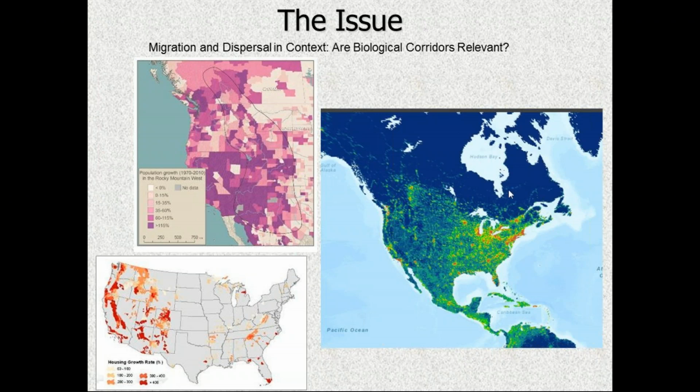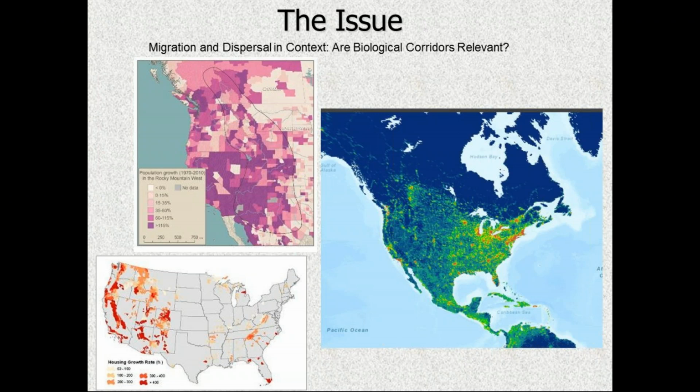What you can see in these series of images is the increasing human footprint, particularly not only in the eastern part of North America, but an increasing human footprint in the West. And that's being demonstrated by an increase in housing density and housing growth, particularly in the valley bottoms, in between public lands in the Intermountain West.